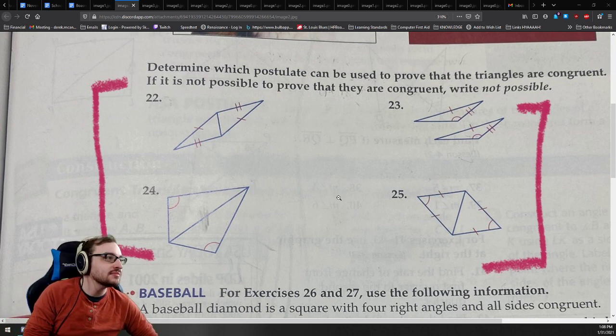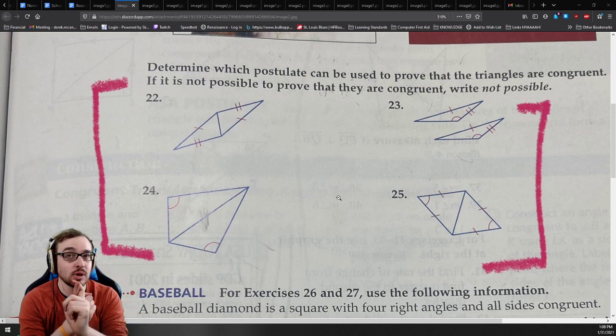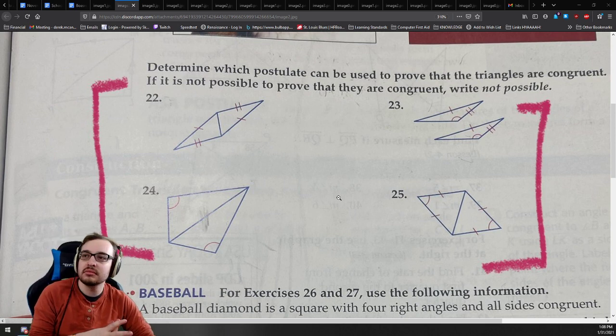23. Congruent or not? And if so, what's the thing we'd use? First of all, no shared sides, right? Because they're not overlapping. So all the information we have there is all the information we have there. What do you feel about 23? Side angle side? That's a good guess. But is the angle in between the two sides? It's not, is it? It's after the two sides. Do you see that?